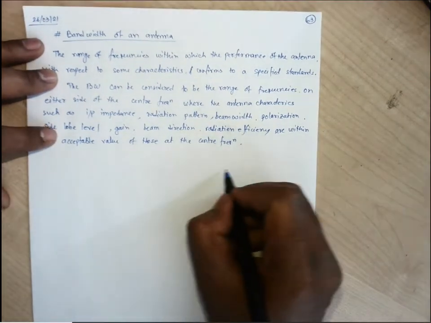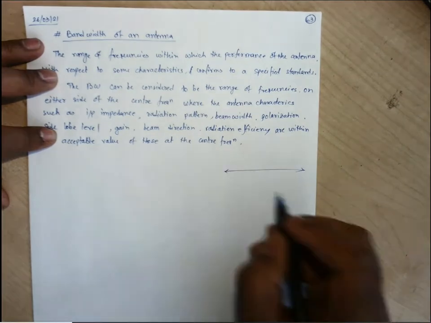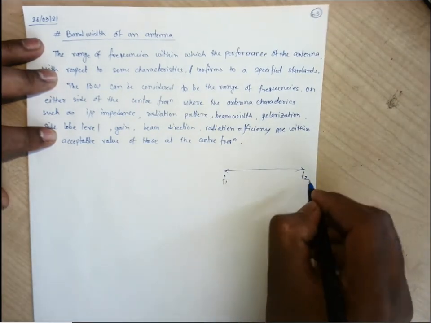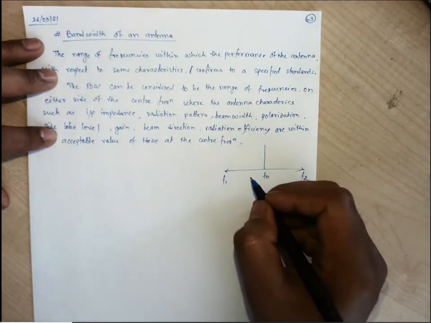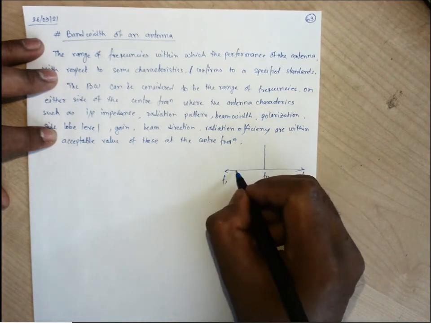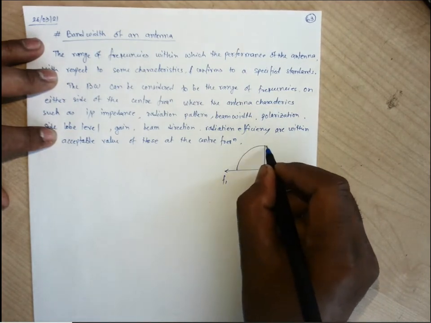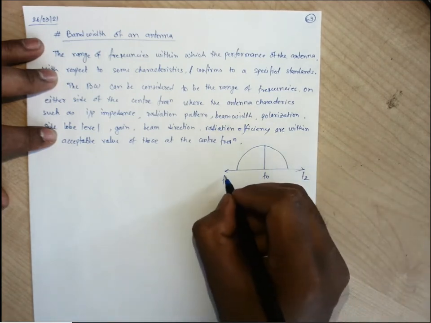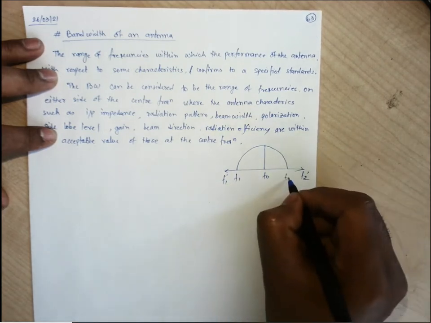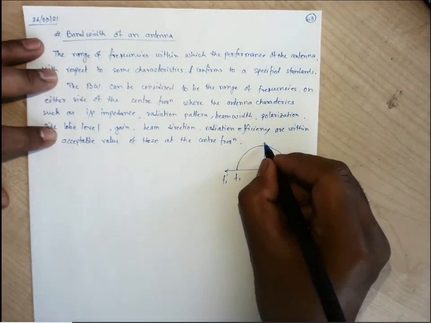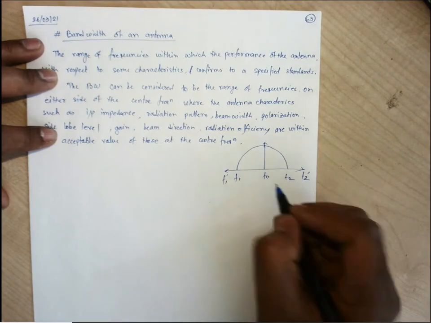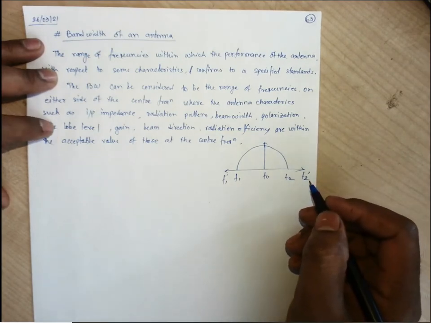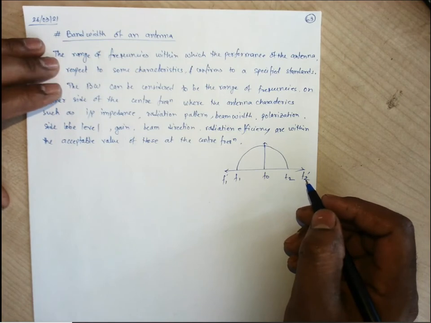Let us consider this is the frequency range, f1, f2, and this is our center frequency f0. If the bandwidth starts from this point, let us consider it is f1, and it is f2. If we say it has the bandwidth f2 minus f1, what does it mean? On either side of the center frequency f0, it should satisfy all the antenna characteristics to an acceptable value.